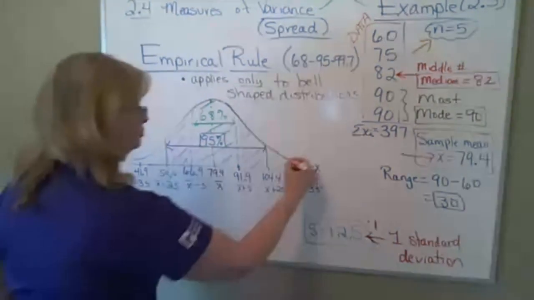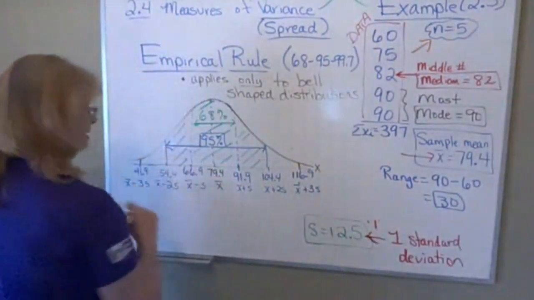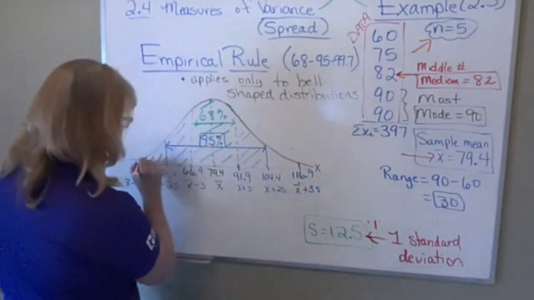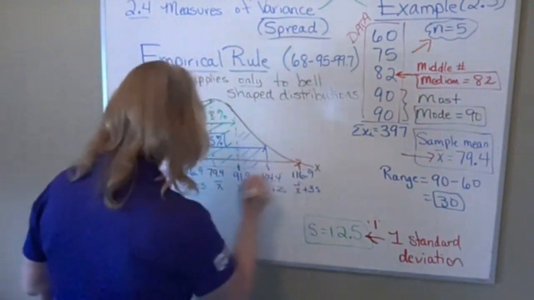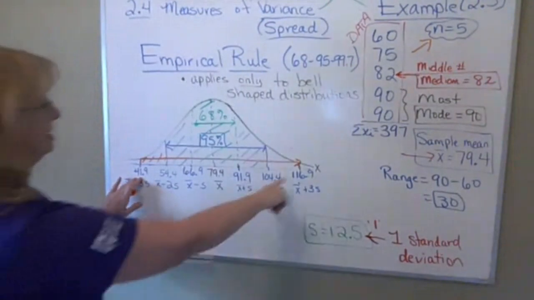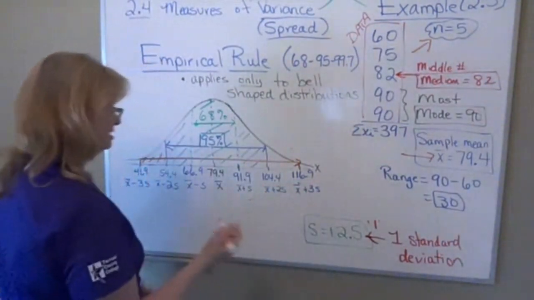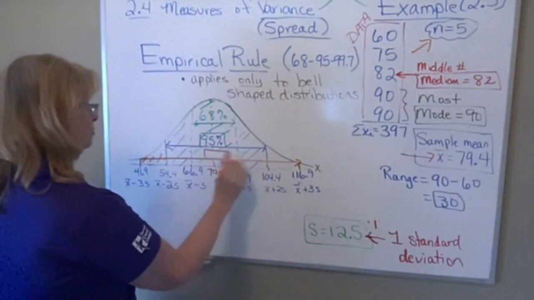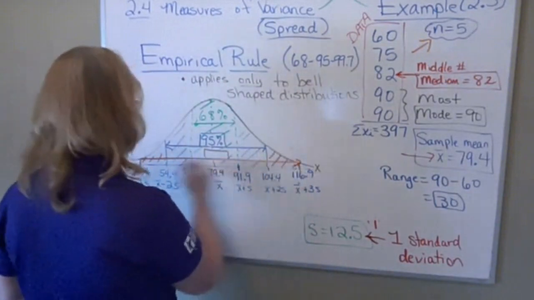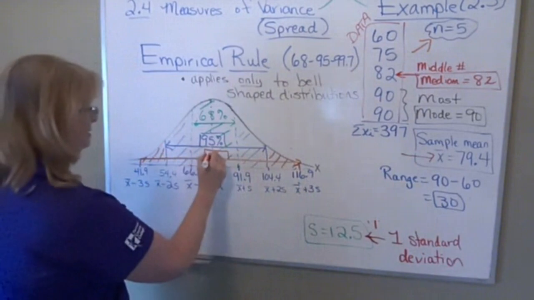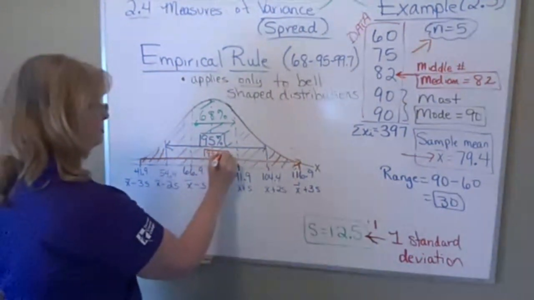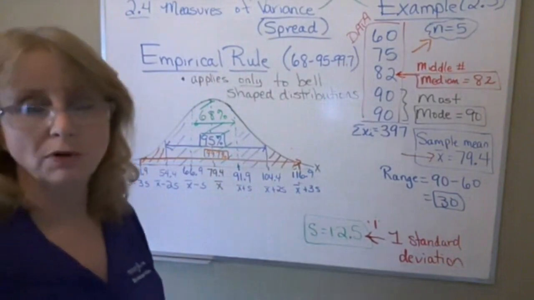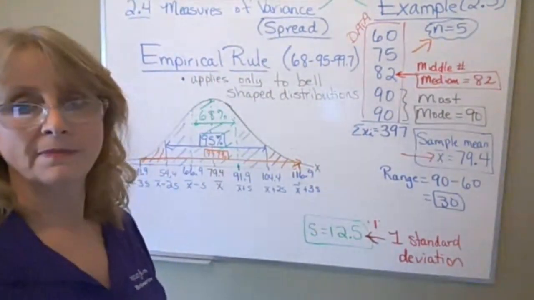And then if I go 3 standard deviations from the mean, and if the data distribution is bell-shaped, then if I go that far, all the way from here to here, so from 41.9 to 116.9, then for that distance there, when I add on these two parts, then I basically have 99.7% of all the data values. This is true if the distribution is bell-shaped.